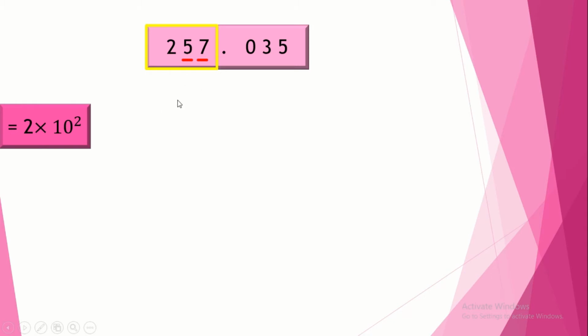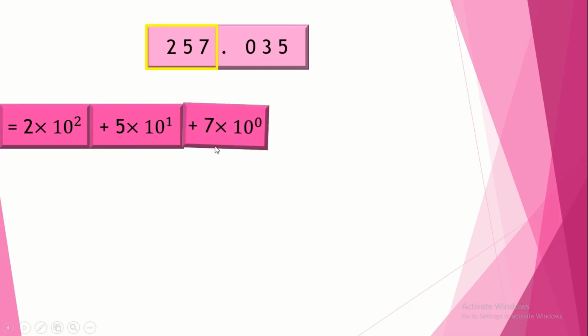Well, what about 5? After 5, we have only 1 digit, so we write it 5 times 10 to the power 1. What about 7? Are we having any digits after the 7? No, so it's 7 times 10 to the power 0. We deal with the integral part in this way. What about the decimal part, which is after the point? We have 0 in the first digit after the point. We can write it 0 over 10, or we can skip this step since 0 doesn't affect the sum.